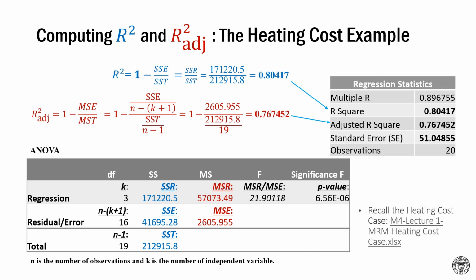In these slides, we demonstrate that the R-squared and adjusted R-squared can be computed based on the ANOVA table. Because the ANOVA table contains the information of SSE, SST, MSE, and MST, we can compute the corresponding values of the R-squared and adjusted R-squared, which can be found in the regression statistics table as well.